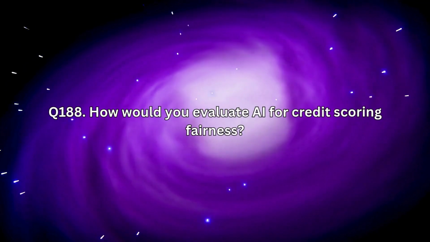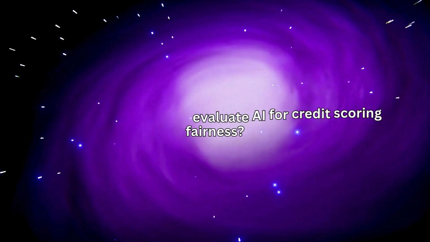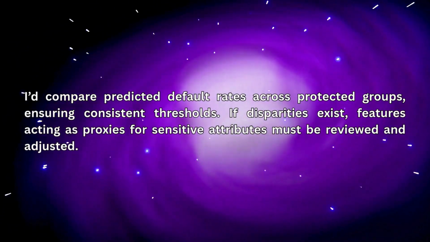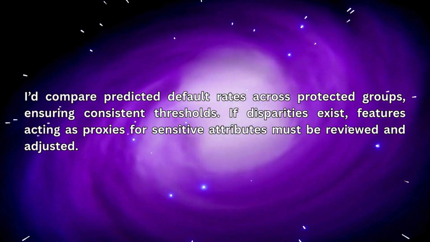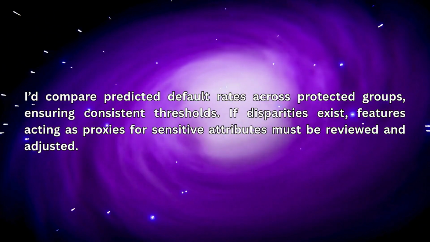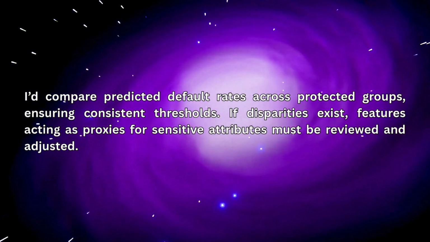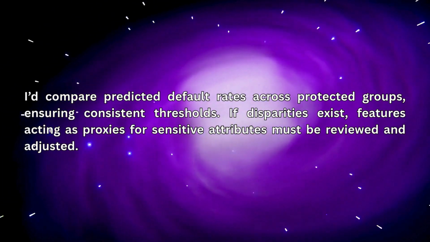How would you evaluate AI for credit scoring fairness? I'd compare predicted default rates across protected groups, ensuring consistent thresholds. If disparities exist, features acting as proxies for sensitive attributes must be reviewed and adjusted.